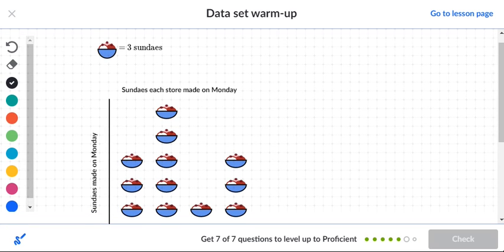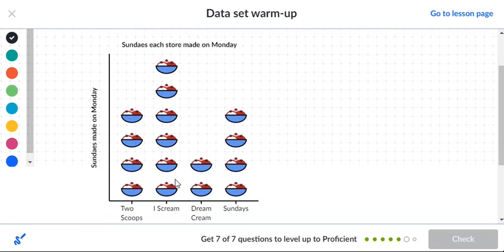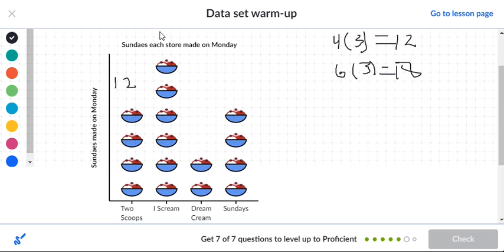Well, right here, if we count this out, 1, 2, 3, 4, we would just simply take 4 times 3, so that would give me 12. Now this particular store, Ice Cream, had 1, 2, 3, 4, 5, 6. So there we would take 6. Remember that each Sunday represents 3. So that total would actually be 18. So let's see if we can put an 18 there.